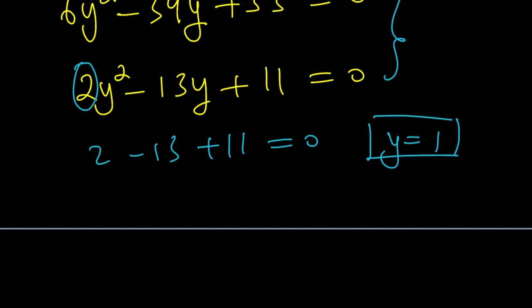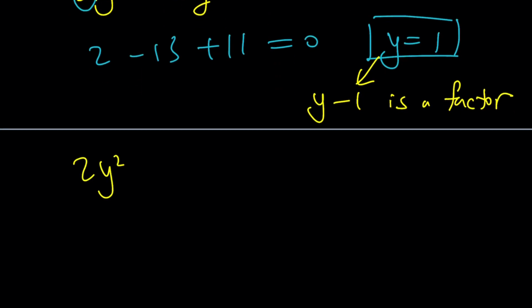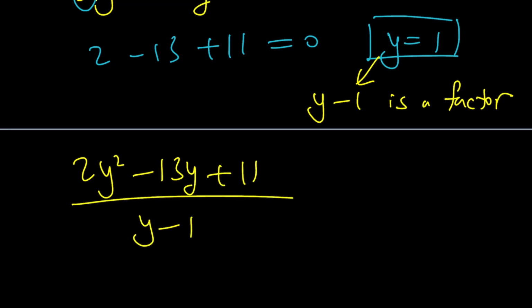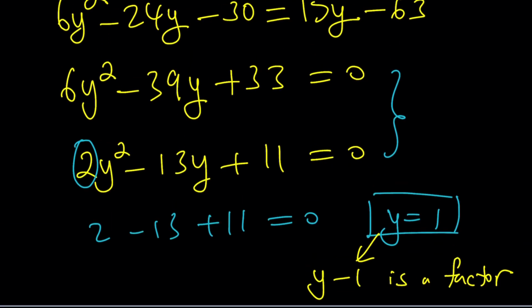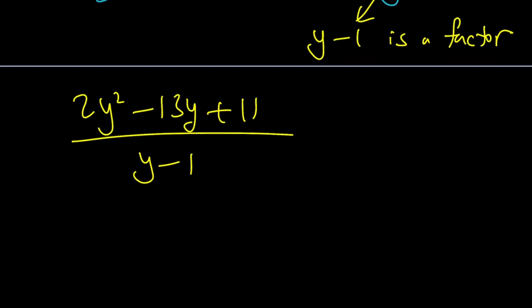Nice. And by the factor theorem, you should know this, y minus 1 is a factor if y equals 1 is a solution. So that gives us one of the factors. So you have a couple options. You can go ahead and take this quadratic and divide by y minus 1. By the way, this is a quadratic, so I could solve using the quadratic formula. That would be super easy, right? Anyways, you get the idea.